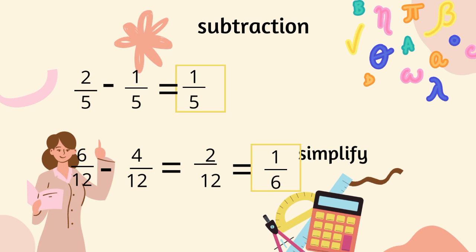Subtraction. So, yung subtraction naman natin, syempre minus lang yun, guys. Pero, copy the denominator again talaga. 2 minus 1 is equal to 1. So, syempre, yung denominator natin, copy lang yan. So, mayroon tayong 1 over 5. So, next naman is 6 minus 4 is equal to 2. So, copy the denominator. So, sinimplify natin. Nakuha natin 1 over 6.